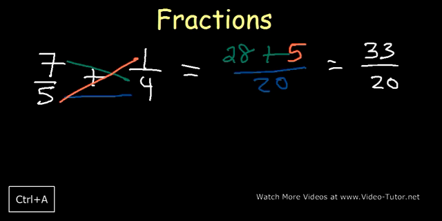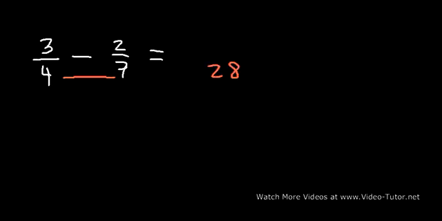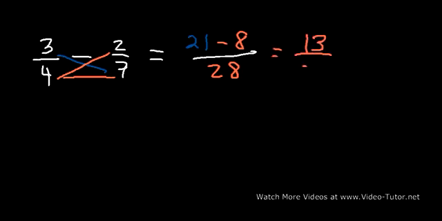Let's try another example. Whether you're adding or subtracting, you can use the same technique. Let's say you want to subtract these two numbers, 3 over 4 minus 2 over 7. Multiply the two numbers on the bottom. 4 times 7 is 28. And 3 times 7 is 21. And then 4 times 2 is 8, but there's a minus sign between them. So in this case, this is going to be 13 over 28.